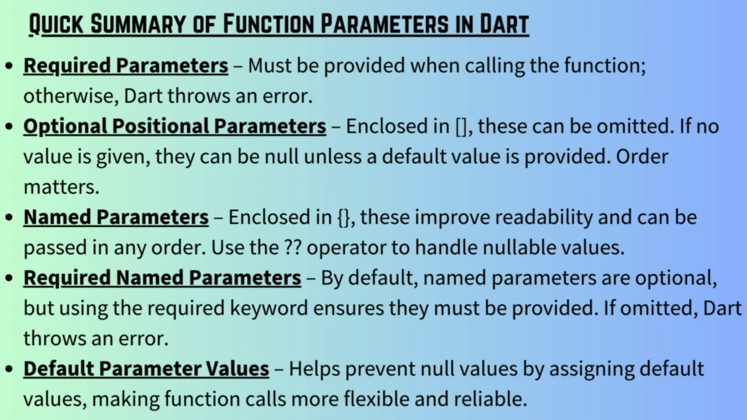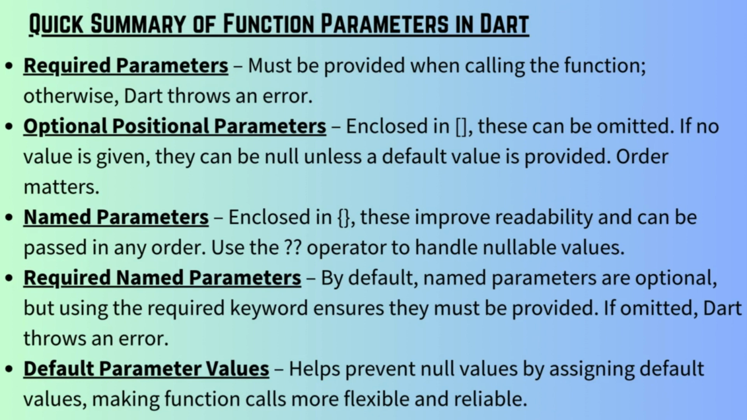Named parameters, enclosed in curly braces, allow us to specify values using their names instead of relying on position. This makes the function call more readable and easier to understand. Unlike positional parameters, the order doesn't matter when passing named parameters. If a named parameter might be null, we can use the operator to provide a fallback value. By default, named parameters are optional.